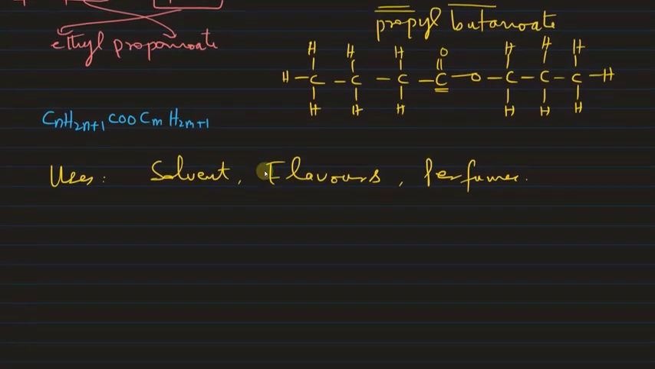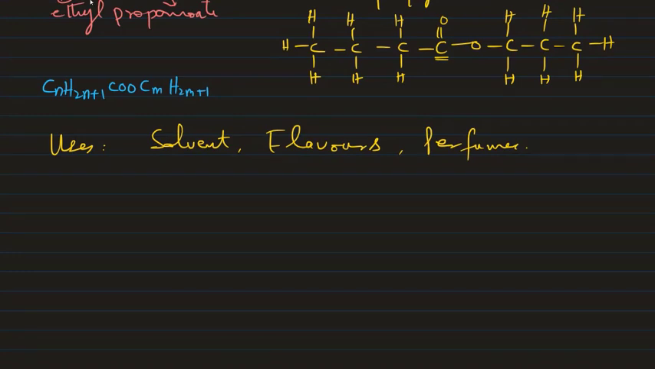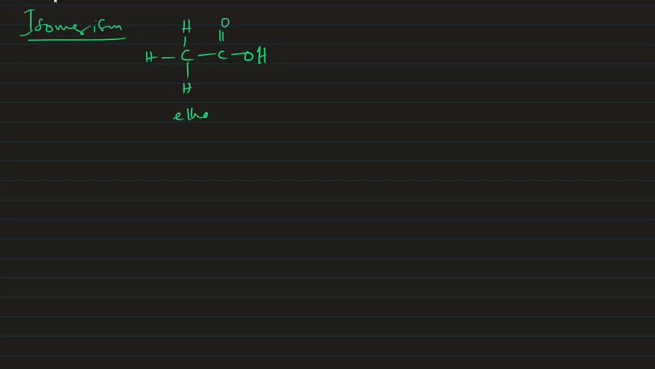The next thing that we have to see is isomerism in esters and carboxylic acids. Let's see that. Carboxylic acid and esters can be isomers of each other. For example, we have C double bond O, OH, and there are hydrogens over here. This is 2 carbon ethanoic acid.